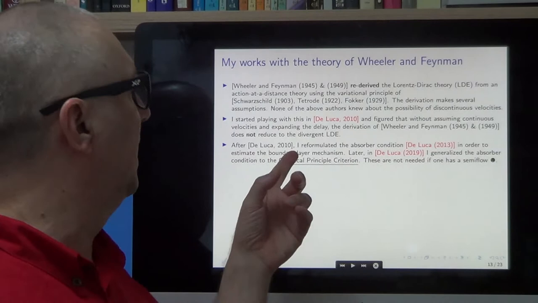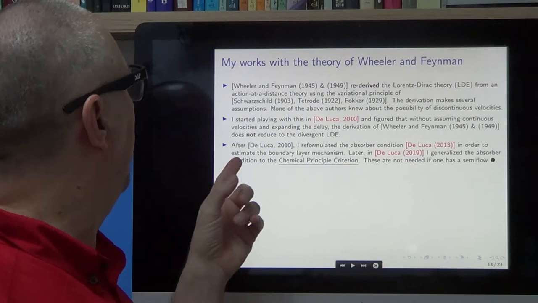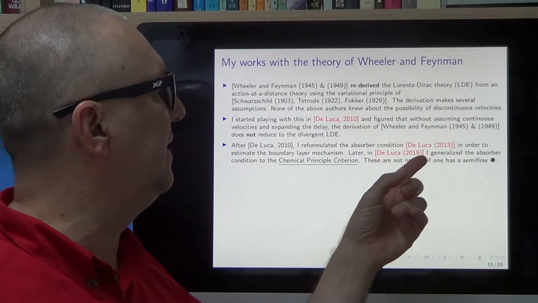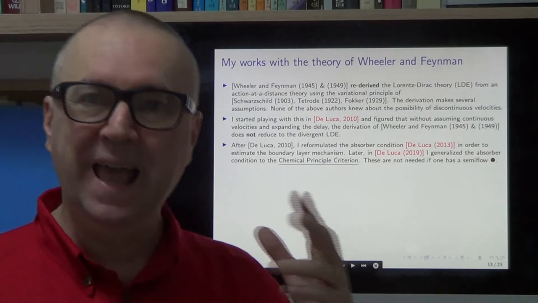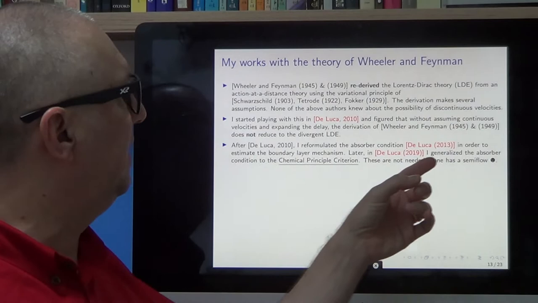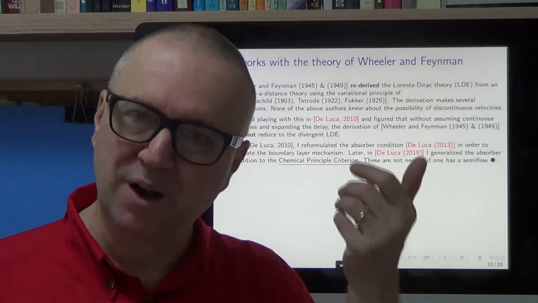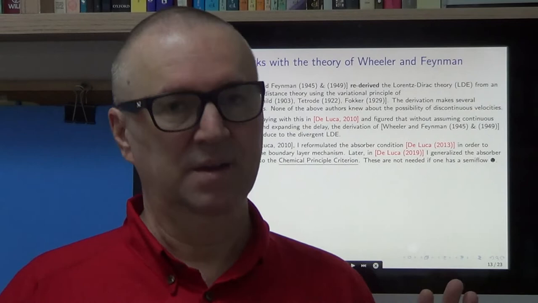After 2010, I reformulated the absorber condition in 2013 in order to estimate the boundary layer mechanism. Later, in 2019, I generalized the absorber condition to the variational principle criterion, again to be used as a criterion. These are not needed if one has a semiflow. I think now I can do better: throw out the criterion and actually calculate the Bohr radius straight from variational electrodynamics using boundary layers.